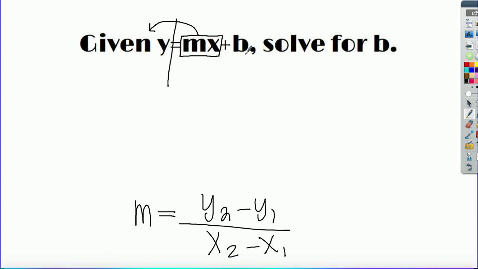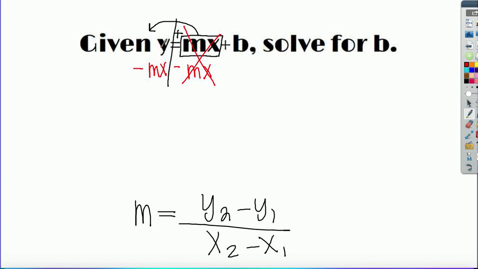Then we will have b alone. Since mx is positive, being added to the term b, we now know that the subtraction property of equality allows us to subtract mx from both sides of the equation in order to isolate b. A positive mx minus mx will cancel itself out and is now on the other side.